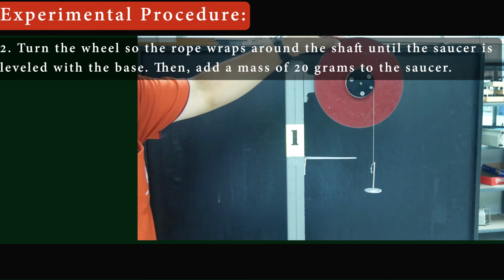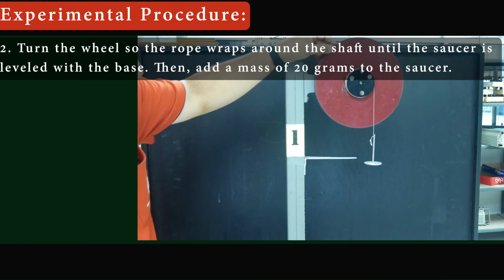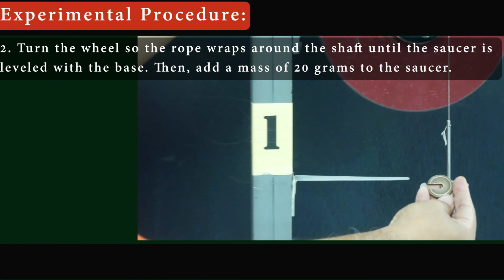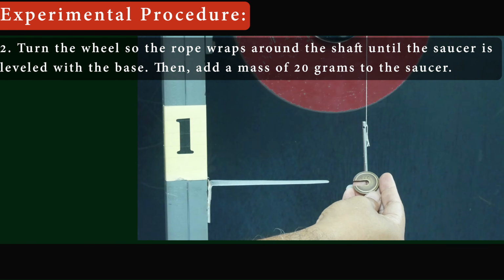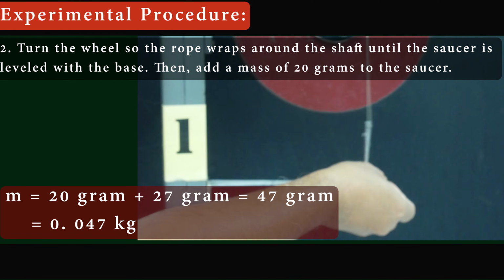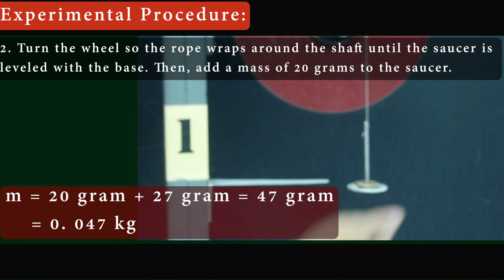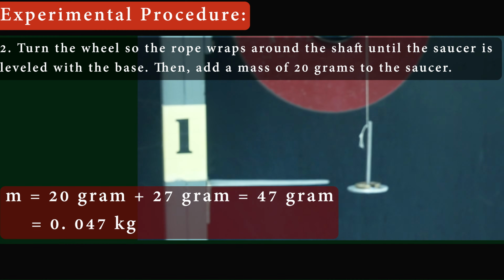2. Turn the wheel so the rope wraps around the shaft until the saucer is leveled with the base. Then, add a mass of 20 grams to the saucer. Therefore, our first experiment will record a mass m of 20 grams plus the mass of the saucer m0, for example. If the mass of the saucer is m0 equals 27 grams, then the mass m for the first experiment is equal to 20 gram plus 27 gram equals 47 gram, etc.